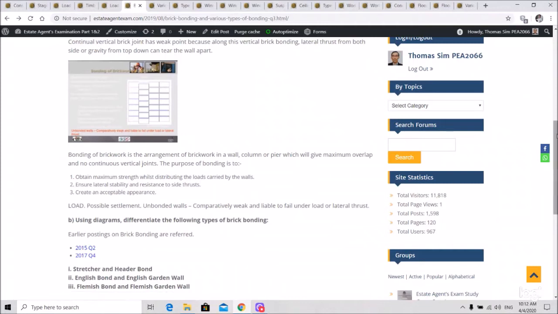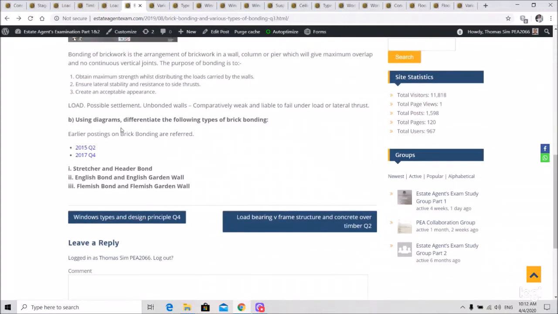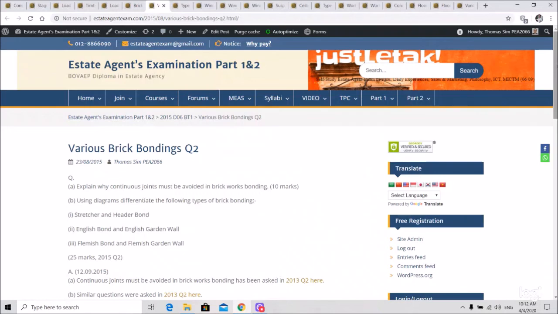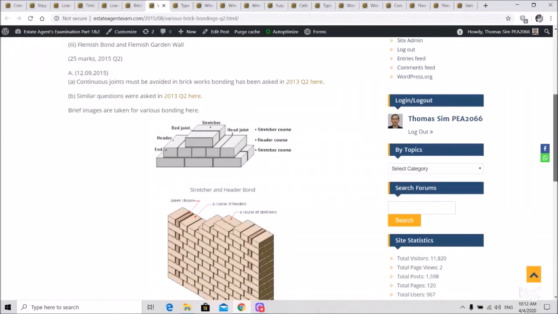So let us move on to part B. Part B talks about different types of brick bonding. This one is important to explain. If you do not understand, then don't work on this type of question, because you can get it totally wrong. So I will choose to go to this picture. Some of these things can only be explained in picture. In building technology, you need to draw. If you cannot draw, then you have a problem.